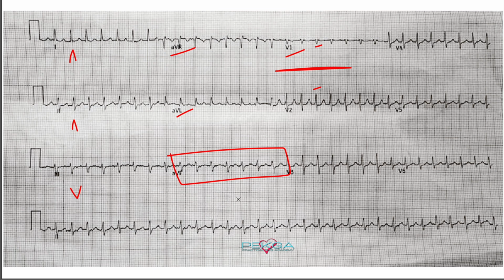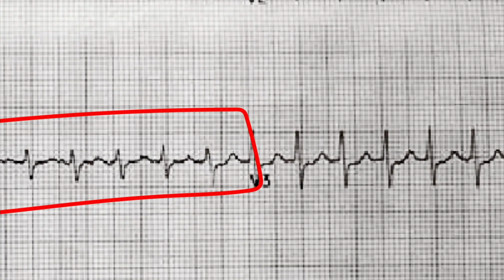We have narrow complex, right? We have SVT. Now in SVT, I try to find P waves. They should be appearing either before or after the QRS complex. It's very, very difficult on this ECG. I mean, you know, this could be something. This could be something. Is it? It's not consistent if it is.